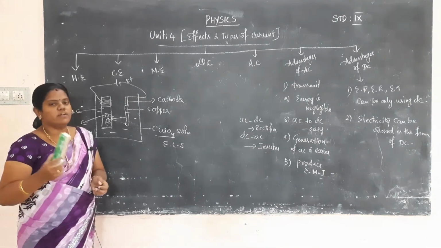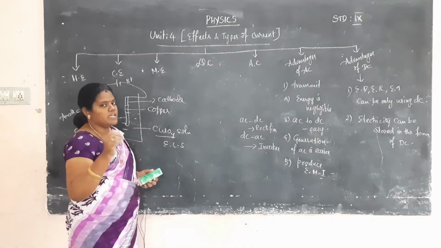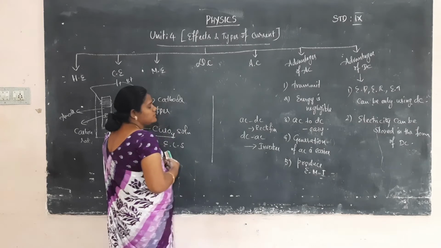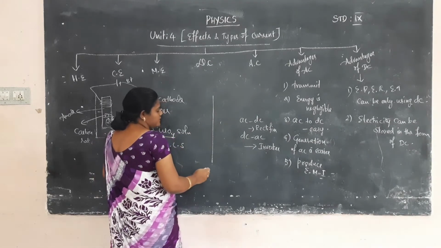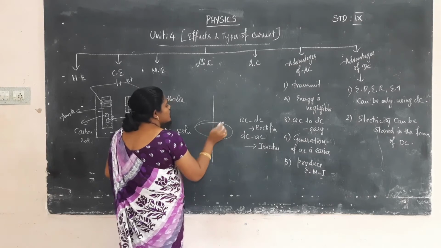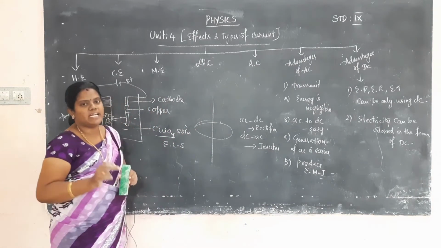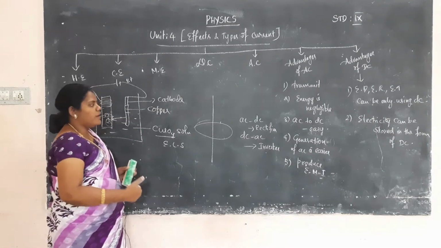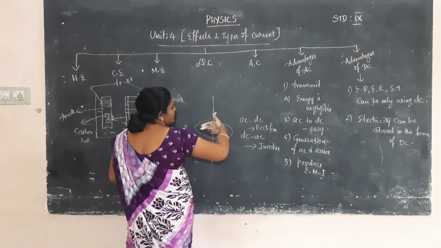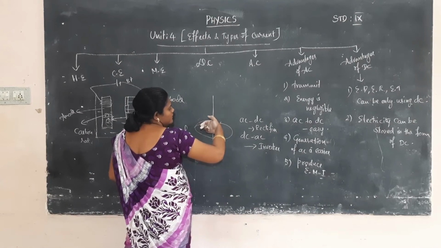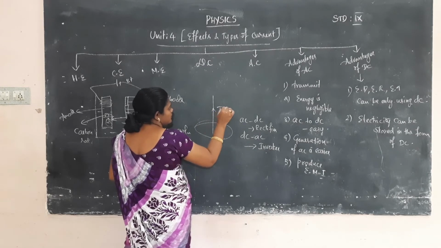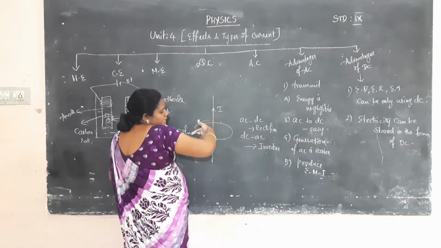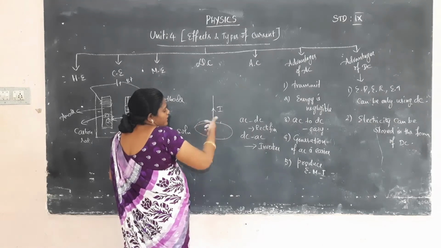The magnetic effect of current was explained by Christian Oersted. He took one conductor. When current flows through the conductor, a magnetic field is created around it. That is called the magnetic effect of current. The direction is given by the right hand thumb rule: the thumb represents the direction of current, and the folded fingers represent the direction of the magnetic field.